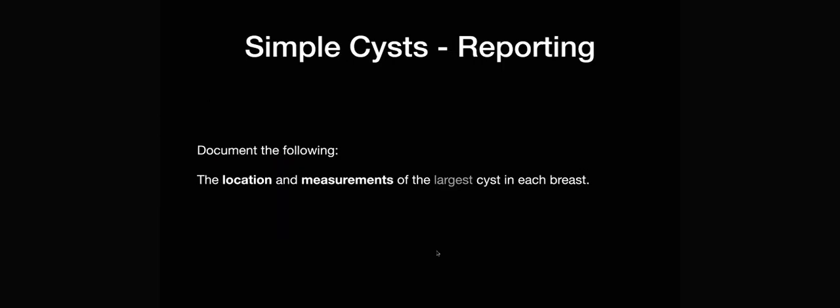Okay, so when a patient presents for a screening ultrasound, or you do an ultrasound for any other reason, and you have multiple simple cysts, you do not have to report every simple cyst in the report. You just mention the location and measurement of the largest cyst in each breast. For example, you'll say multiple cysts scattered, the largest is located, similar to when you are reporting renal cysts.